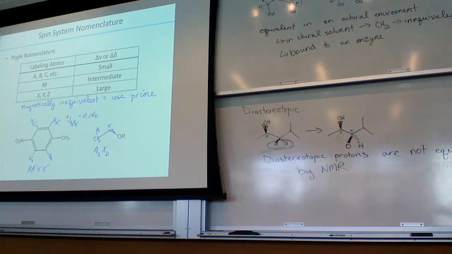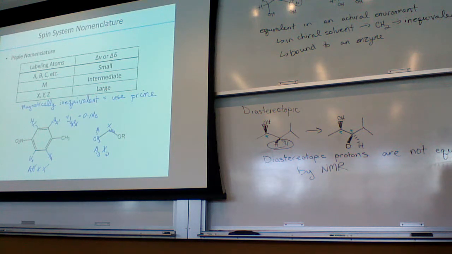Whereas for the homotopic, they'll always be equivalent, even if you change something. Enantiotopic are equivalent in the original sample in an achiral environment. Now, if we actually made the change and created the stereocenter, that changes everything, right?